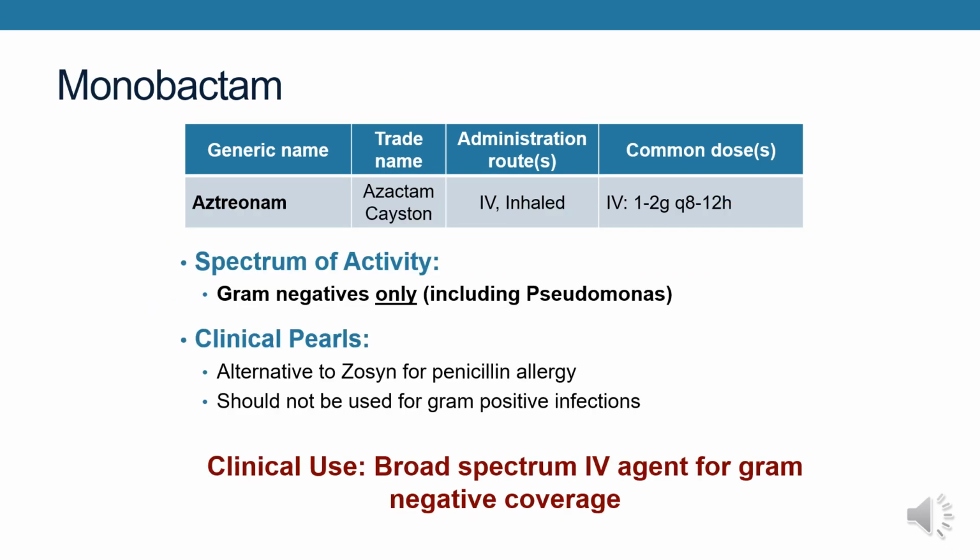Aztreonam is the only drug in the monobactam class, and we'll touch on it briefly because it's only available IV. It is generally reserved for patients who have penicillin allergies of anaphylaxis, because it's not cross-reactive at all.